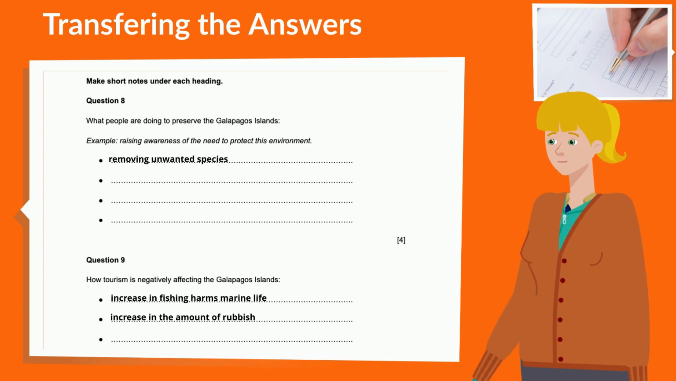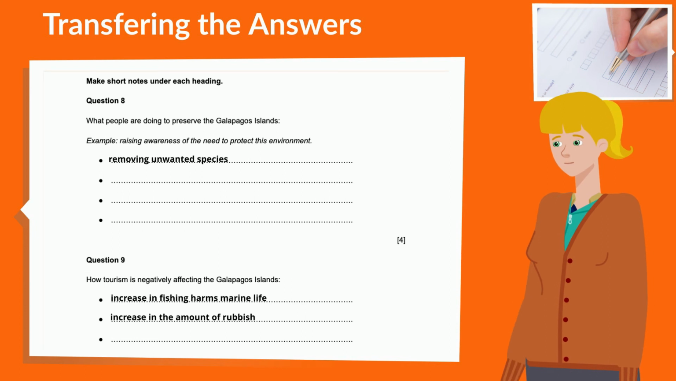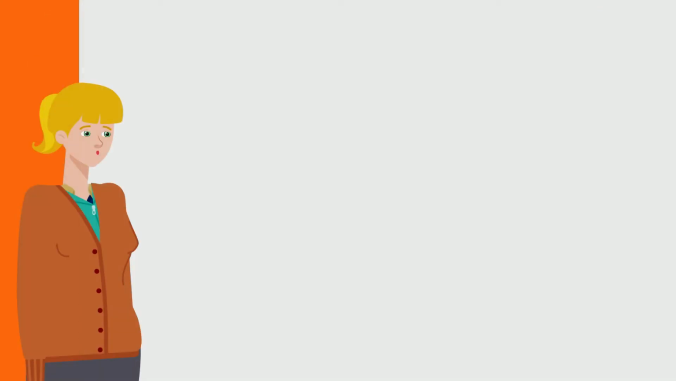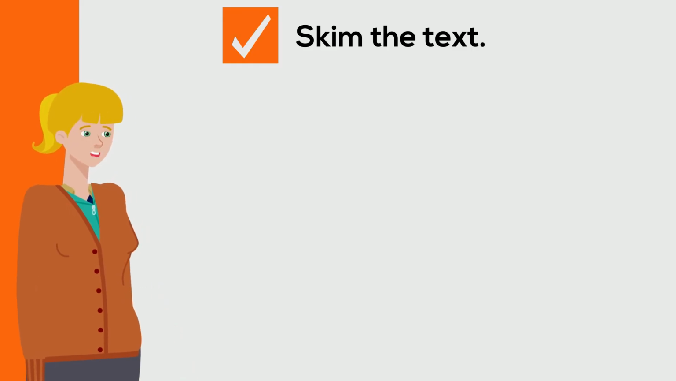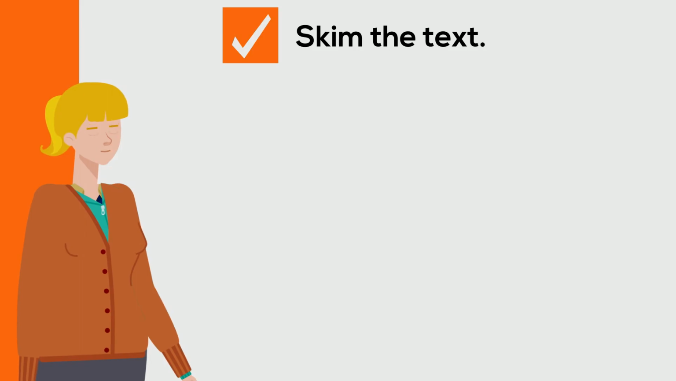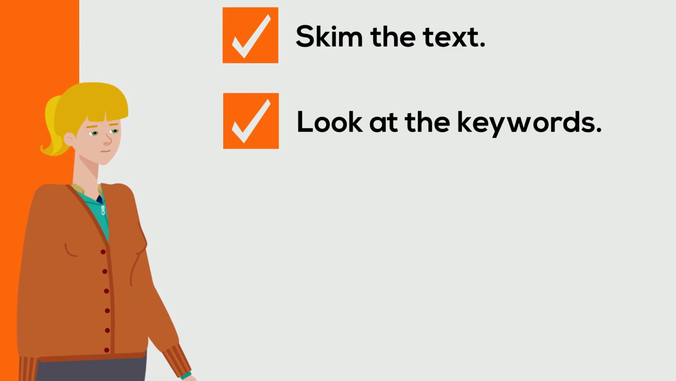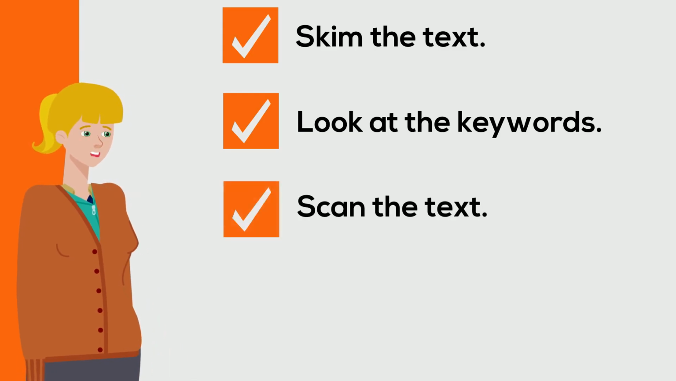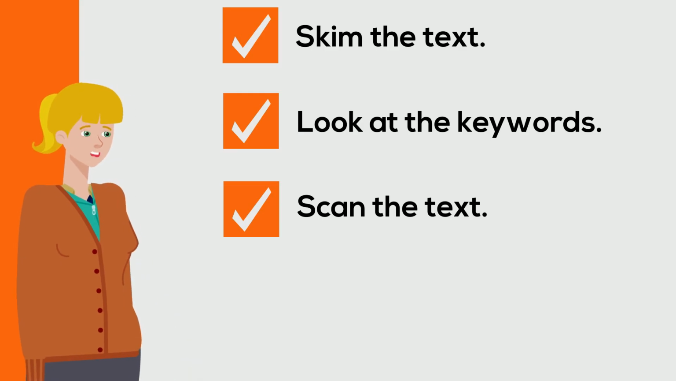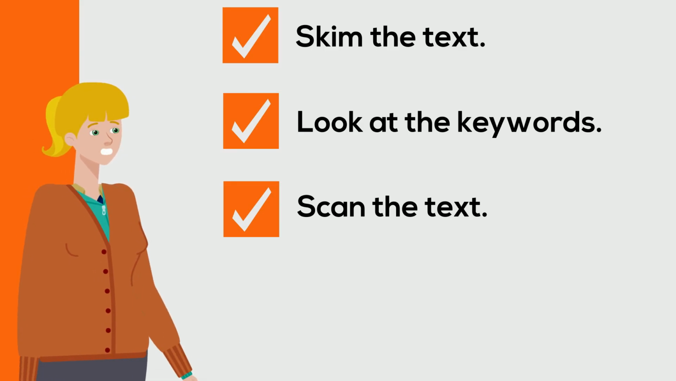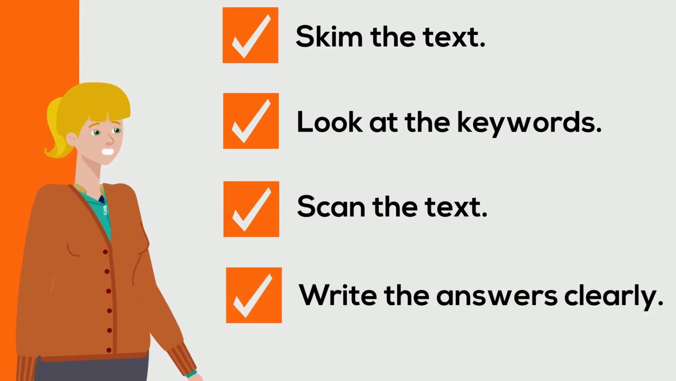But before you go, let's recap how to complete exercise 3 successfully. First, skim through the text to get the general idea, read the heading, read the first sentence in each paragraph and refer to the image. Next, you should look at the keywords in the headings on the question sheet. Then, you should scan the text, looking for keywords or phrases that refer to the headings and highlighting the answers. Finally, ensure your answers are clearly written in the correct heading on the line provided.